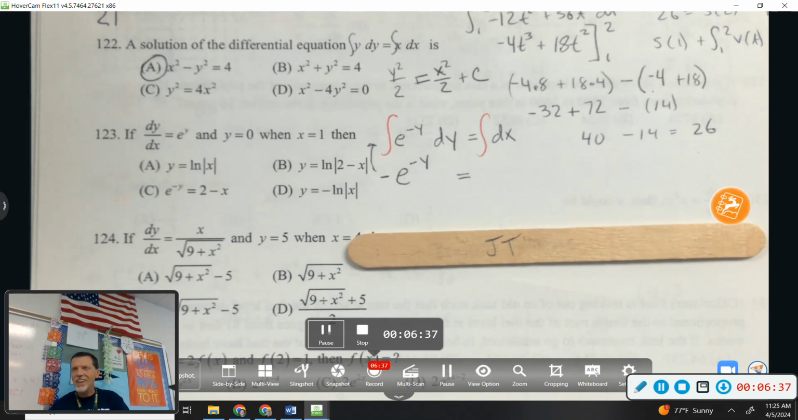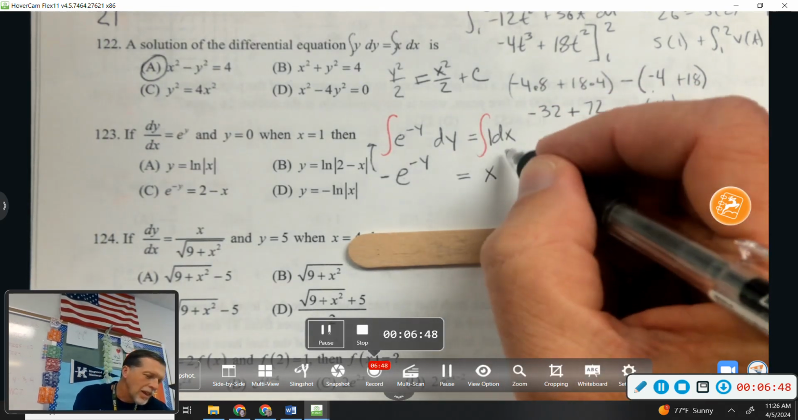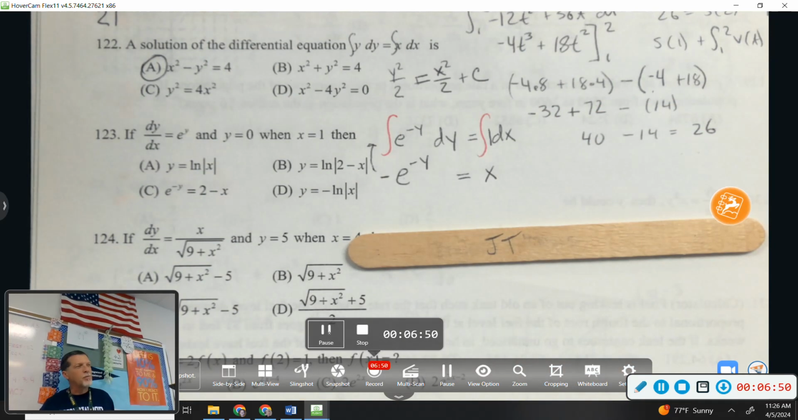Is that what you said? I said negative e. Oh, okay, I didn't hear the negative. Sorry. JT, how about the other side? Just x dx. Well, the antiderivative of 1 is x, but you don't need the dx anymore because that was part of the antiderivative process.